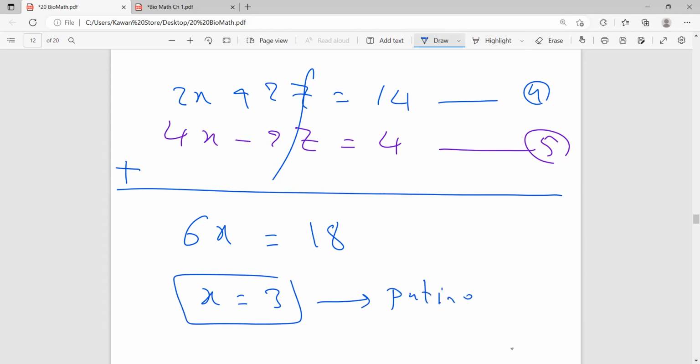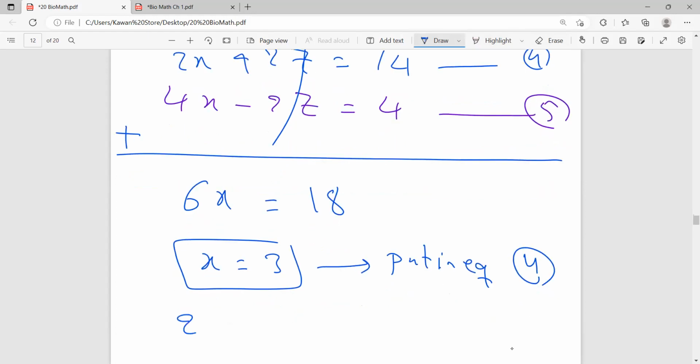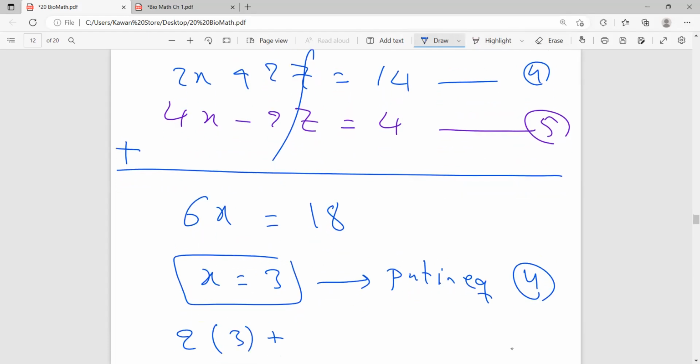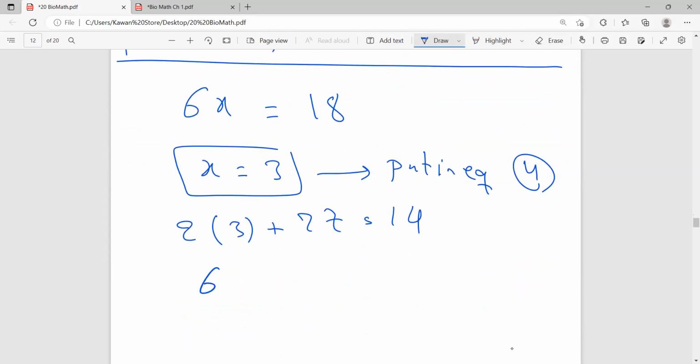So I should put it in which equation? 4 or 5. Yes, we should put it in 4 or 5 because we have x and z there. So let it be 4. I'll get 2x plus 2z equal to 14. Am I right? Good. So 6 plus 2z equal to 14. You can divide by 2, up to you.